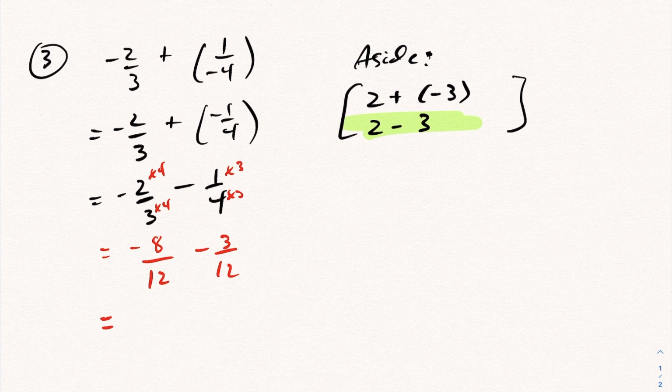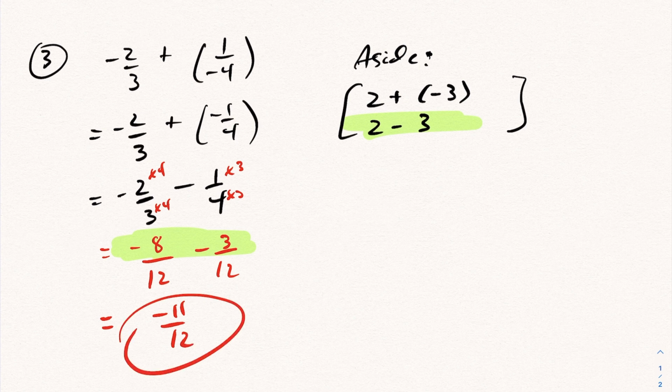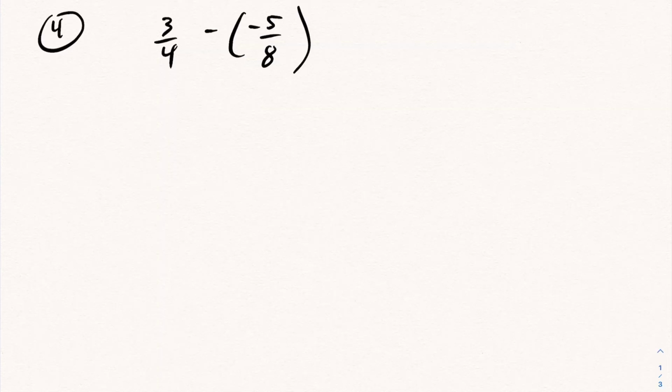And now again, I have the same denominator, so I can add the tops. In this case, negative 8 minus 3, you read it left to right, so this becomes negative 11 over 12. With this one here, I want to clean this up first.